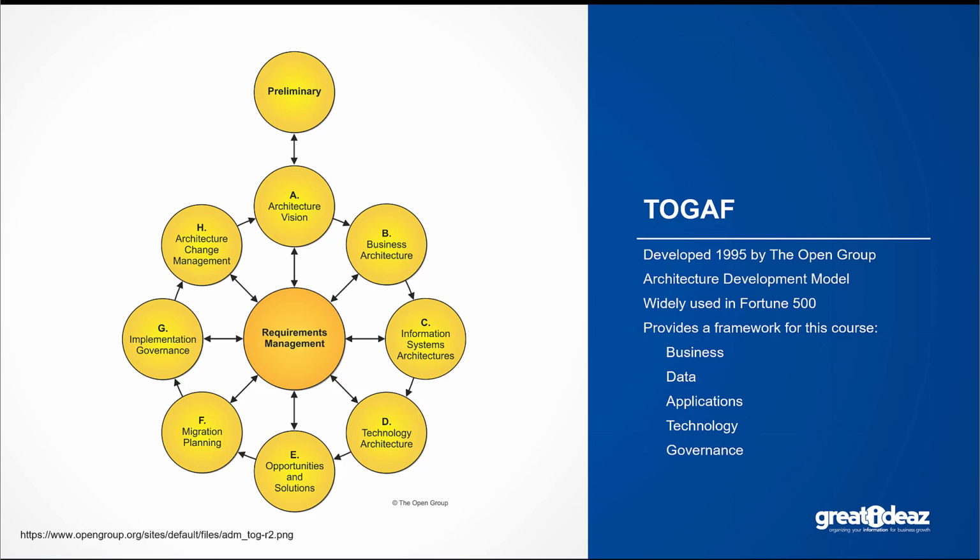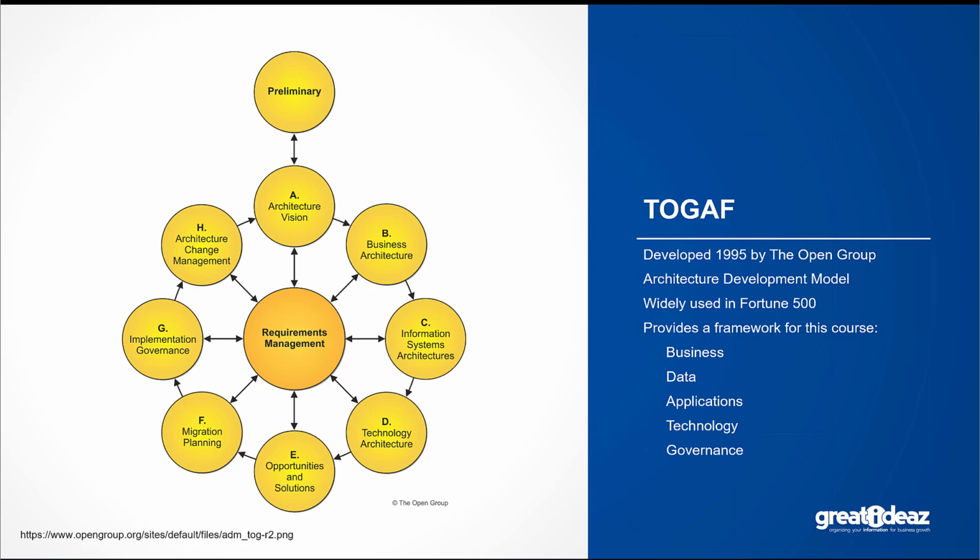So let's start with TOGAF. Essentially this was developed by the Open Group back in 1995, and it's an architectural development model. What TOGAF were trying to do was figure out how do you define an enterprise architecture from first principles, what needs to be covered in the scope of the enterprise architecture, and then how do you apply it to your organization. So this architectural development model that's been produced by TOGAF is widely used amongst the Fortune 500 companies. And essentially it provides a framework for developing an enterprise architecture.